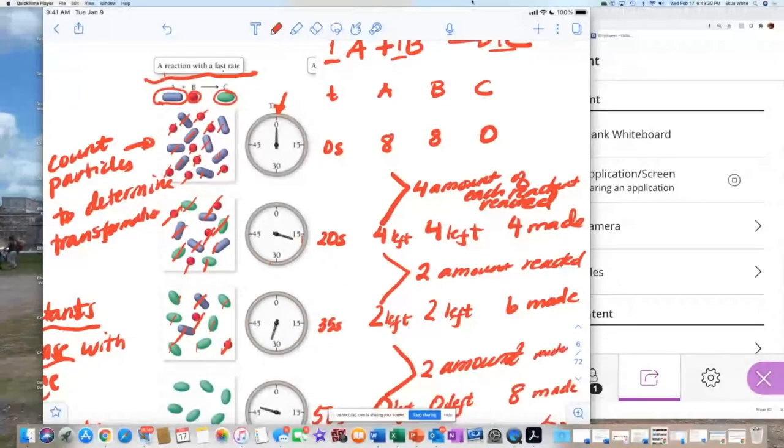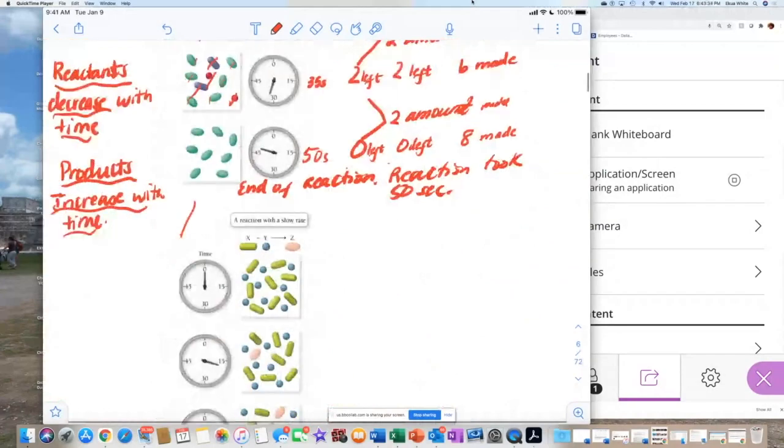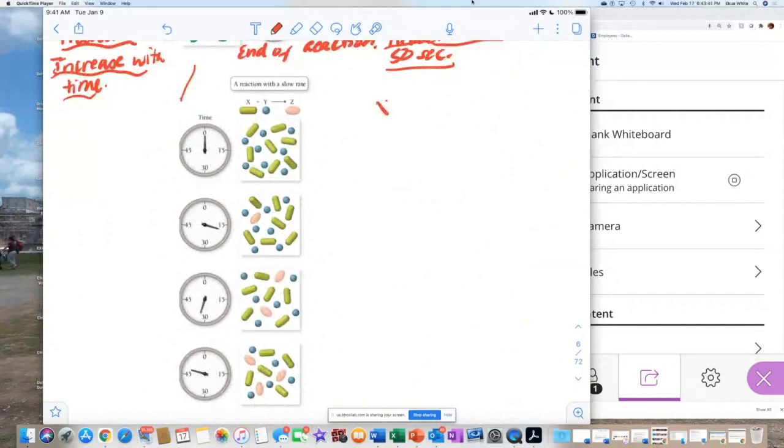Amount reacted. Okay, so this reaction is sort of fast. It got done. It's over in 50 seconds. When the reaction is over, we have 0 reactants. Let's see what's happening here. Now we got X, Y, Z. And the timing, oh, it's the same time. We got 0 seconds, 20 seconds, 35 seconds, 50 seconds, all estimated, right?